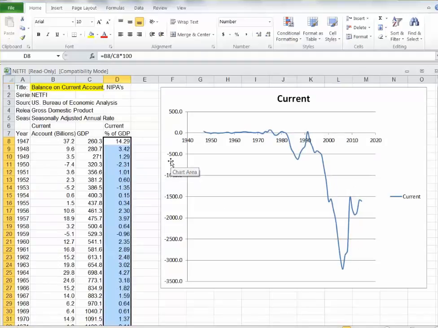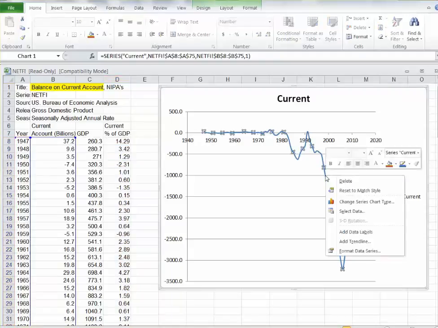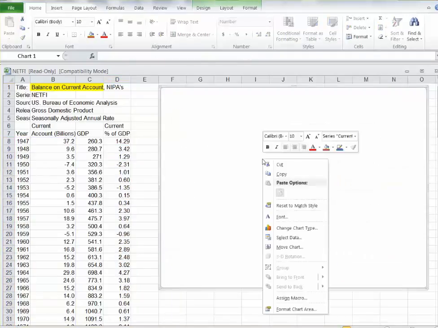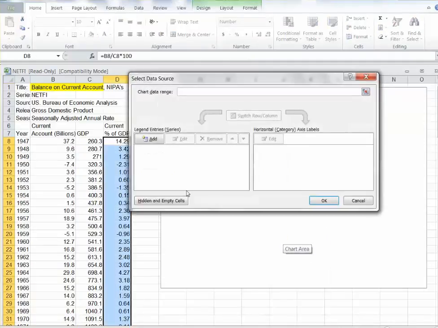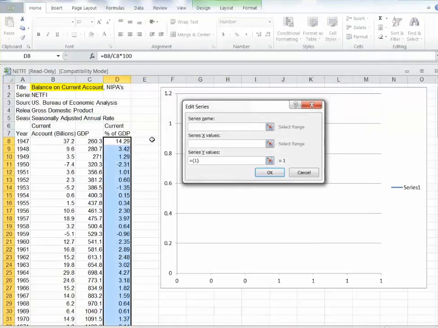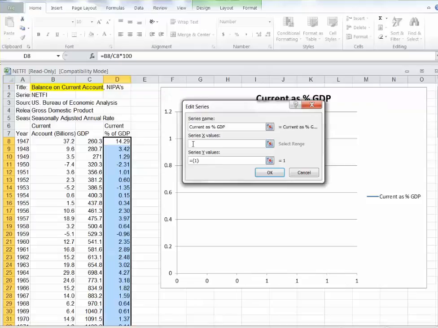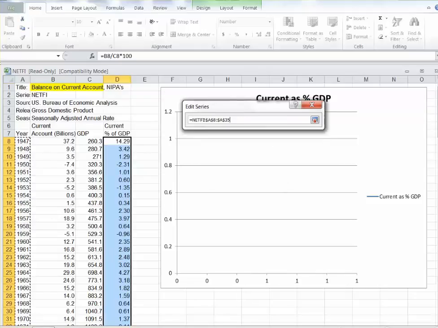Okay. So what I want to do is I'm going to take this graph off of here, which is nominal GDP, and I'm going to replace it with the current account as a percent of GDP. So I'm going to take this thing off. I'm going to go back, select data, add, and now what we have is current account as percent GDP, and the X values are still the years.